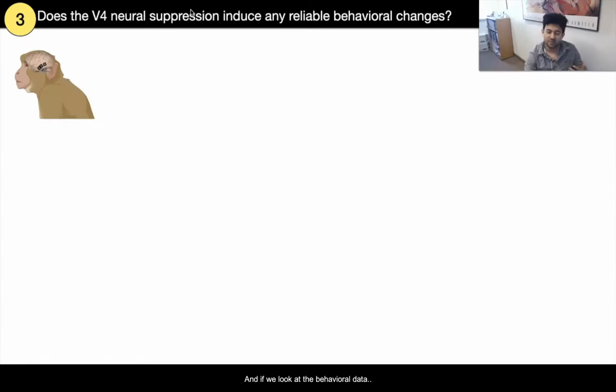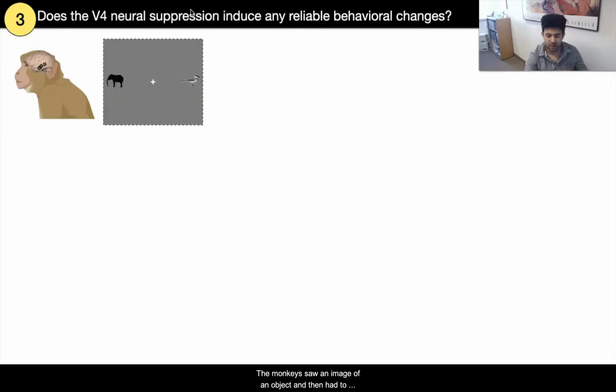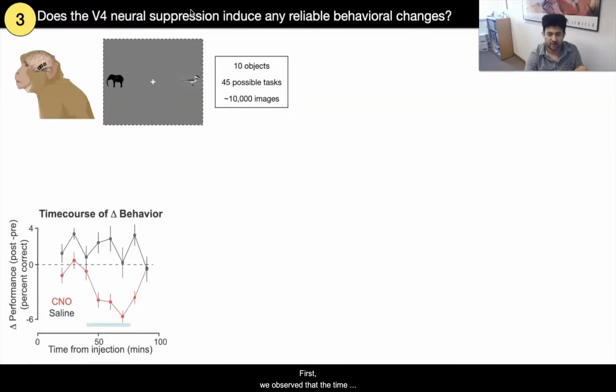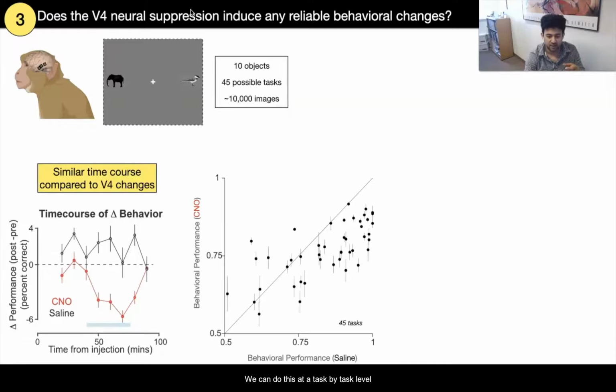And in fact, if you look at the behavioral data, just to remind you of the behavioral task, the monkey saw an image of an object and then had to choose between 2 given choices. And we had 10 objects, so it created 44 possible tasks, and we had around 10,000 images in total that were shown to these 2 monkeys. First, we observed that the time course of the behavioral deficits is similar to changes observed in V4. We can estimate these changes on a task-by-task level, like we did at an image-by-image level for the neural data.